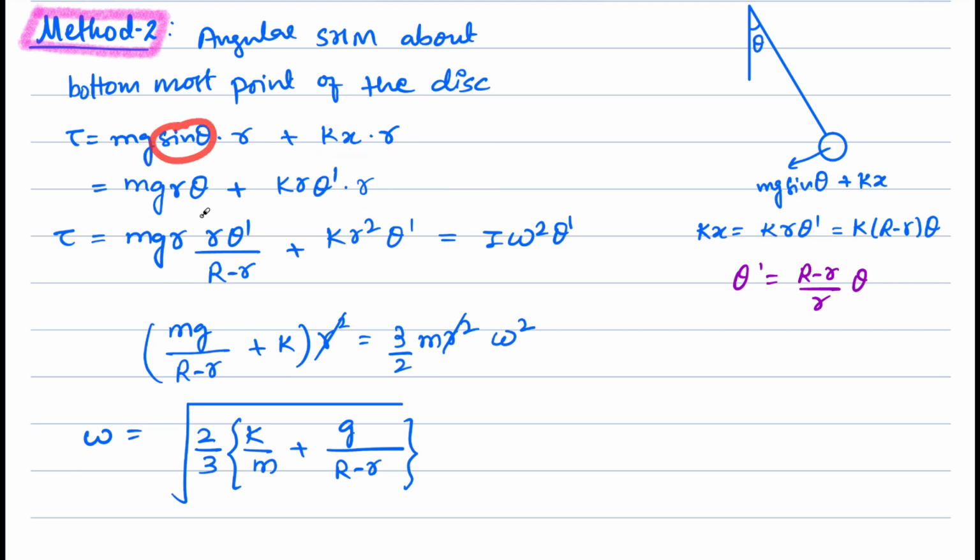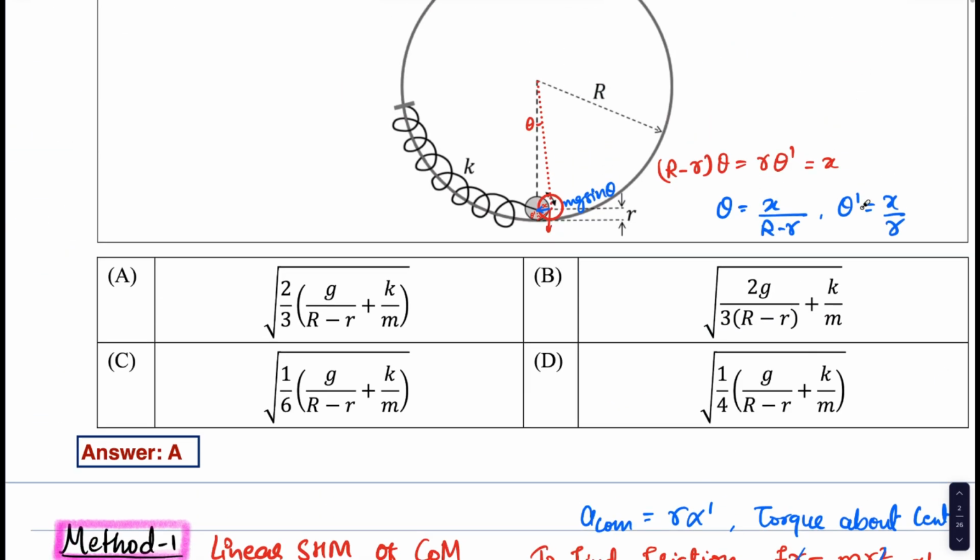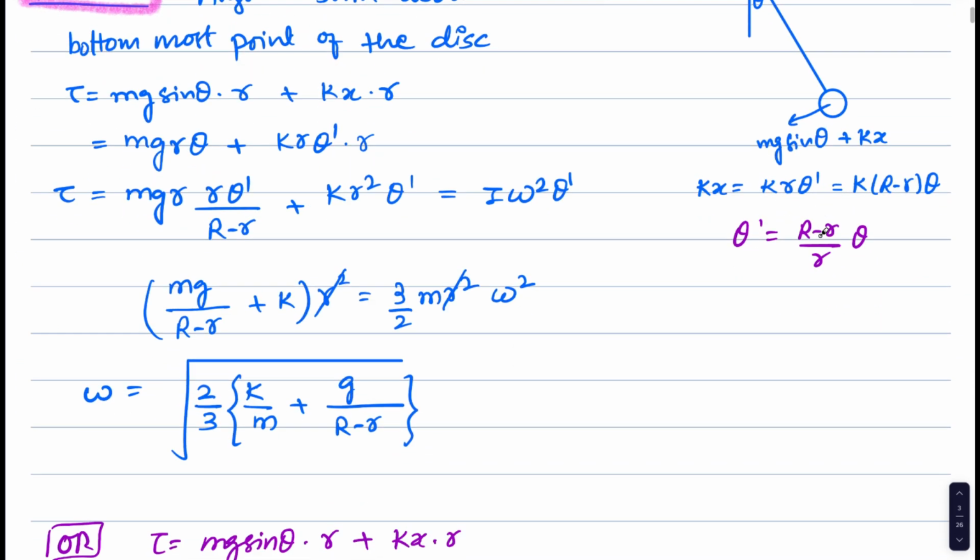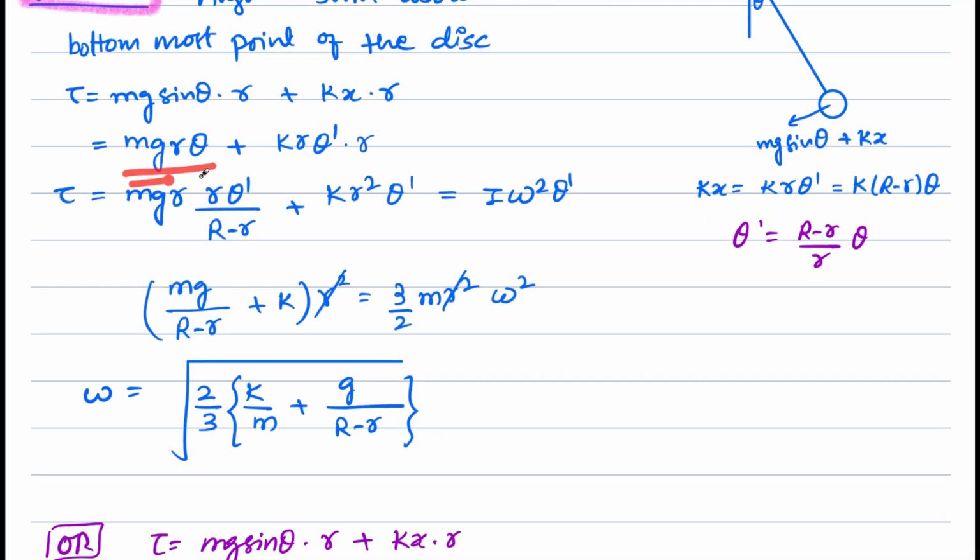Sin theta we will take as theta because it is a small angle. So it becomes mg r into theta plus k r. What are theta dash and r here? x we can represent in terms of theta dash as r theta dash. That also I have told you previously. Here x is equal to r theta dash. So this we have got, this we have got.